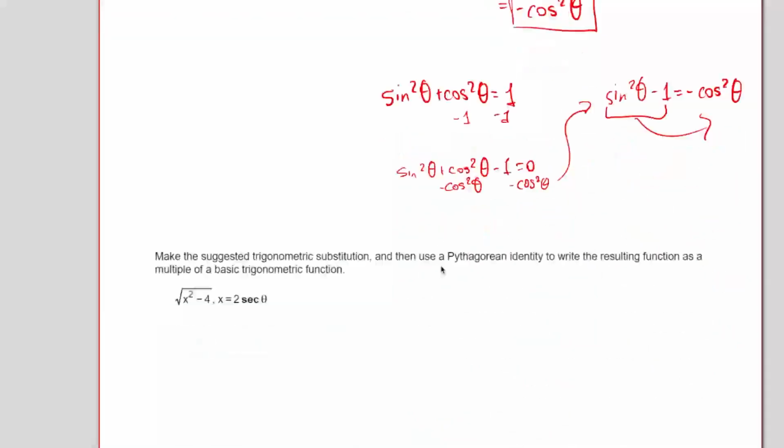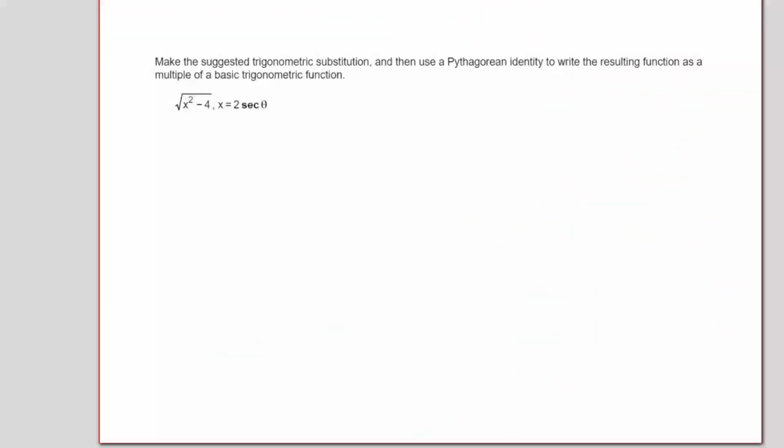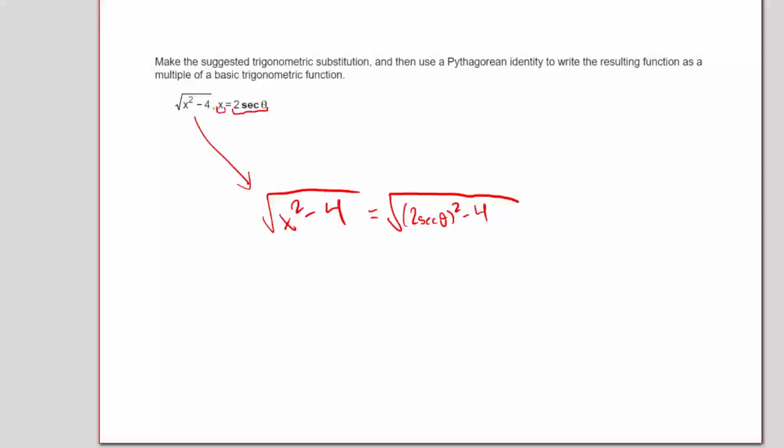Okay. Our next question is make the suggested trigonometric substitution, then use a Pythagorean identity to write the resulting function as a multiple of a basic trigonometric function. That's a mouthful, but let me show you what it's asking. So basically, it wants us to plug in x as 2 times secant of theta, okay? So right here, I'll rewrite this as the square root of x squared minus 4. Now, if we plug in this x value, it'll be 2 times secant theta squared minus 4, okay?